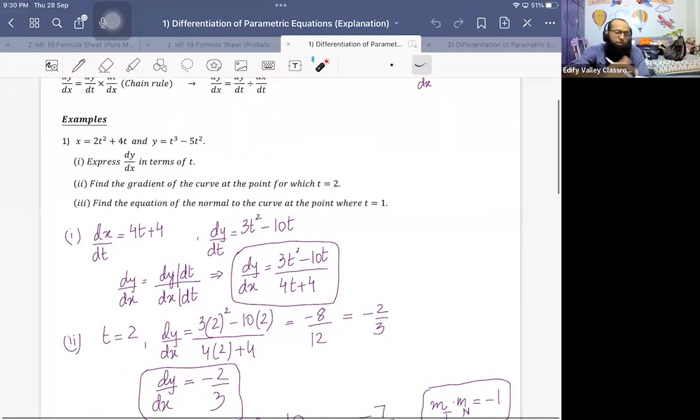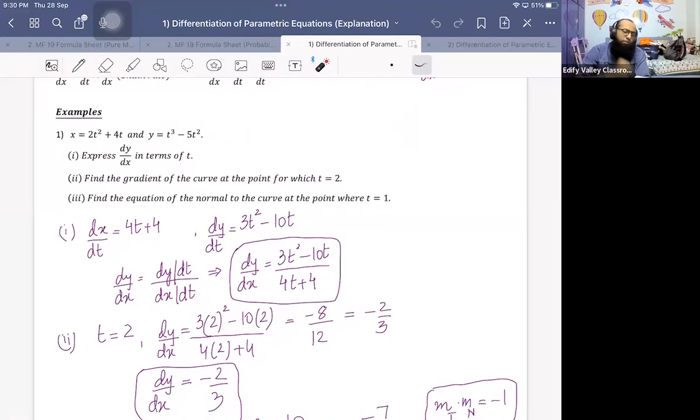How do we see what kind of questions come in exams involving parametric equations? Let's look at a very simple example. x equals 2t squared plus 4t and y equals t cubed minus 5t squared. In part 1, we are told to express dy/dx in terms of t.